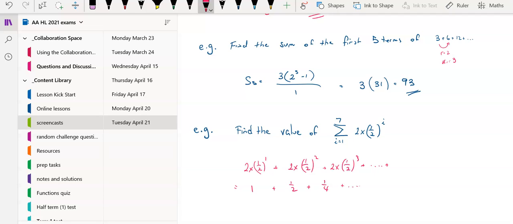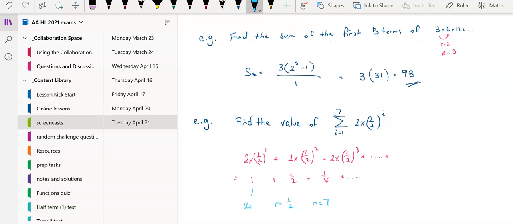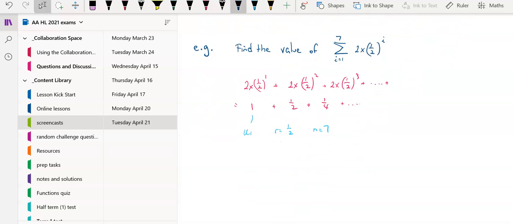Let's pull out our values. Here's our u1. r is equal to 1/2. And n, always easy to see with sigma notation, is 7. Sigma notation is really, really helpful. Lots of information comes out in sigma notation. So therefore, my sum of 7 terms is going to be u1, which is 1, times r, which is a half, to the power of n. Sorry, I know what n is. It's 7, minus 1 over r minus 1.